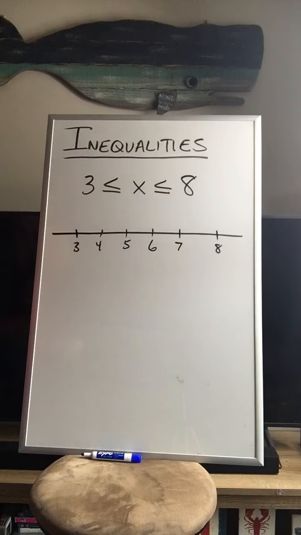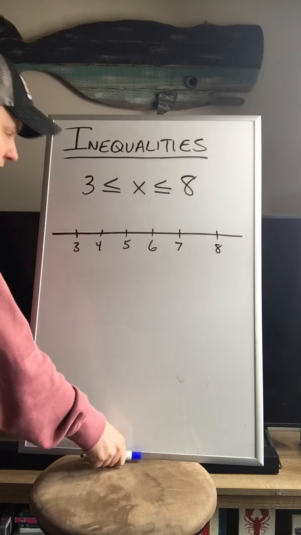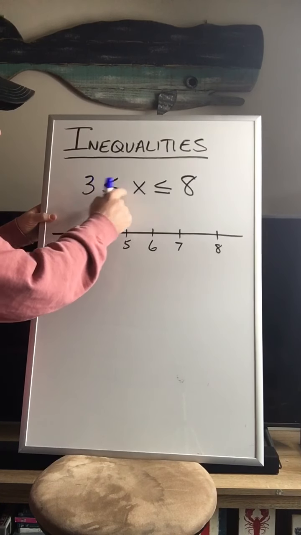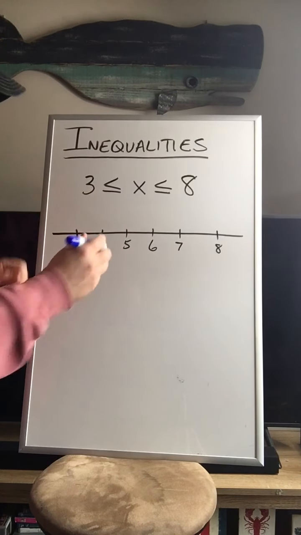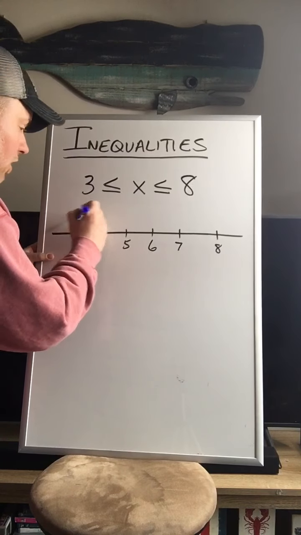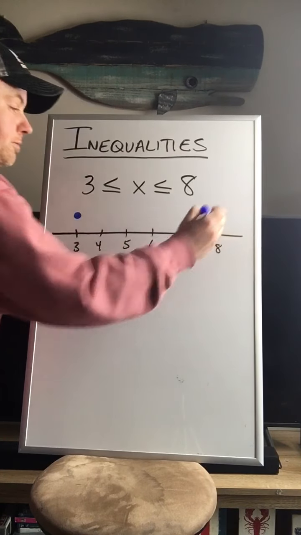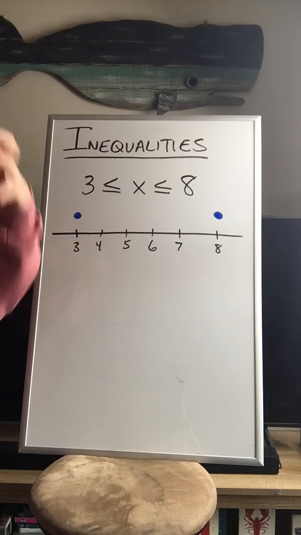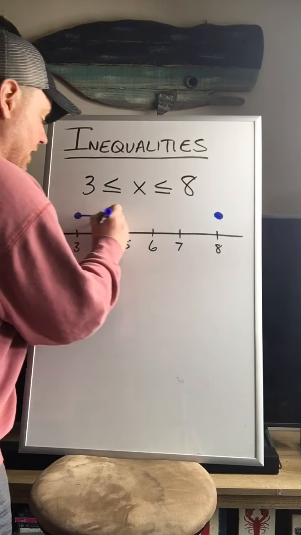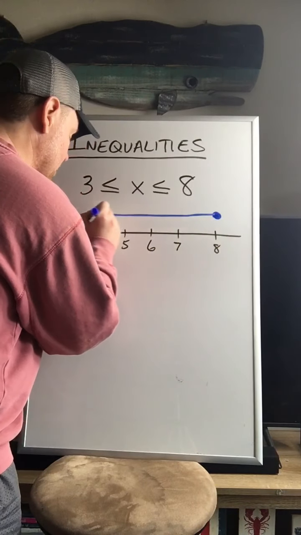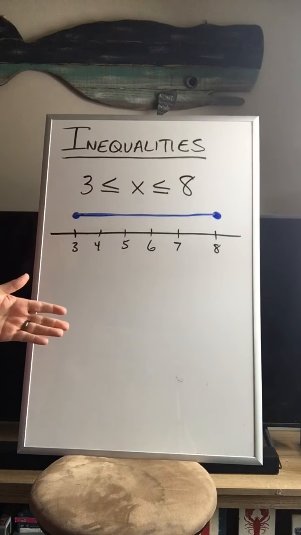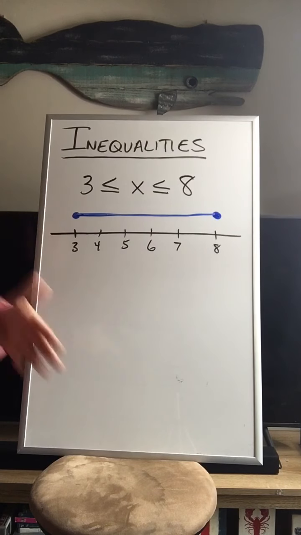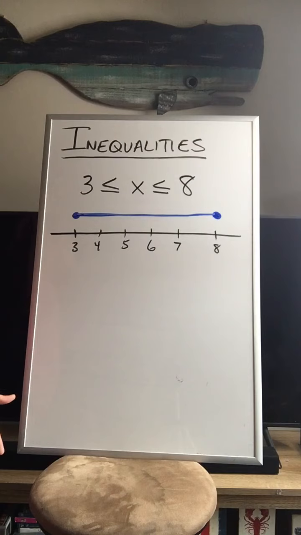So now I'm going to have 2 dots. I'm going to put a dot down on 3. I'm going to put a dot down on 8. And since there is a line, an equal sign underneath this inequality symbol, they will both be solid dots. And then I want to show the numbers between 3 and 8. So I'm going to shade in and draw a line between 3 and 8. So this is showing all the numbers between 3 and 8. That's all there is to it.